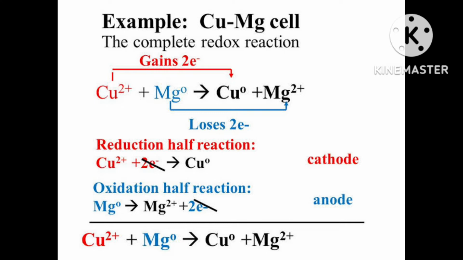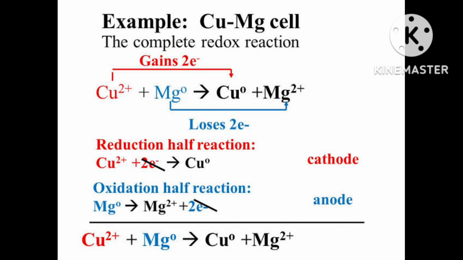Write the left side for both the oxidation and reduction reactions, and write the right side for both reactions. Then the final reaction you got is Zn plus Cu2+ equals Zn2+ plus copper solid. This is the balanced net reaction. All things are balanced. This is the simple reaction.